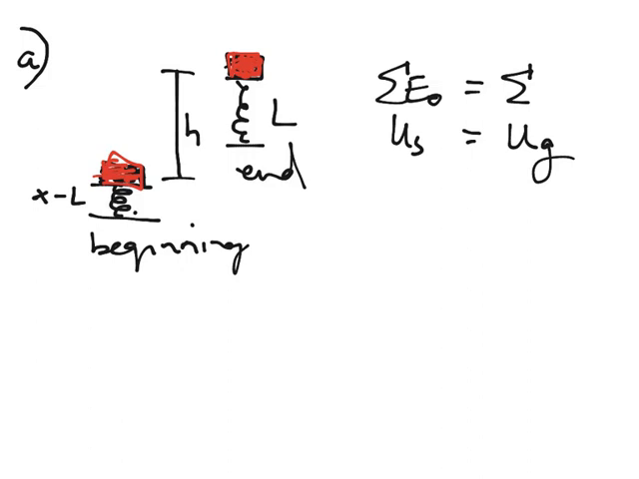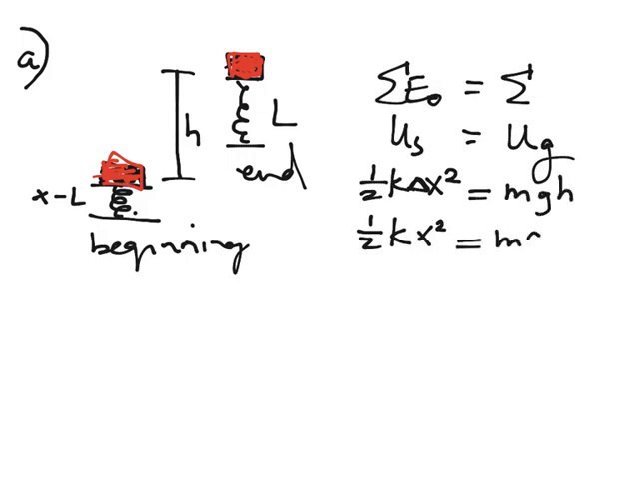Okay, plugging in equations to these two, we have U_S, which is 1/2 k delta x squared. The amount the spring is compressed by is just x, so we can write 1/2 k x squared equals mgh. It wants an expression for h, so we solve for h, and h is equal to k x squared over 2mg.